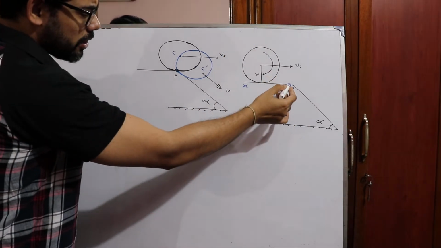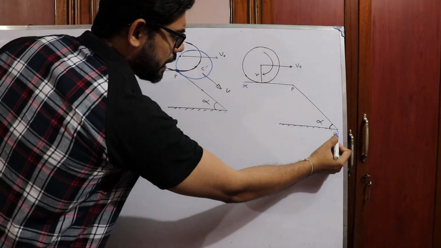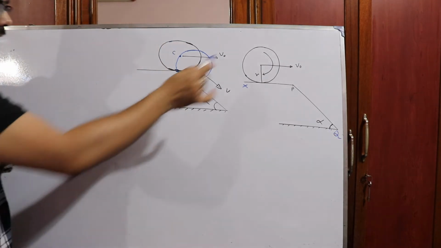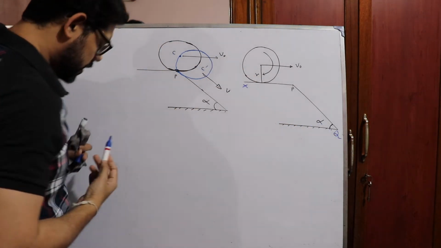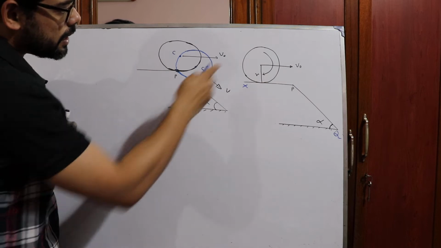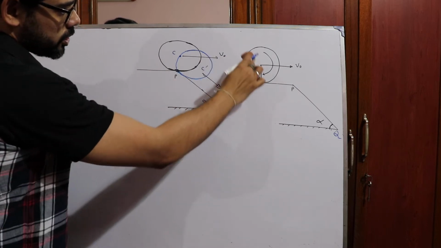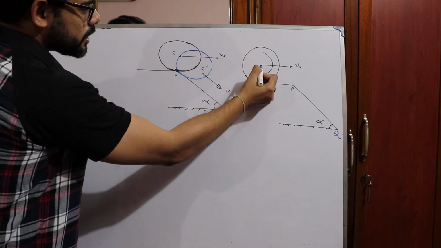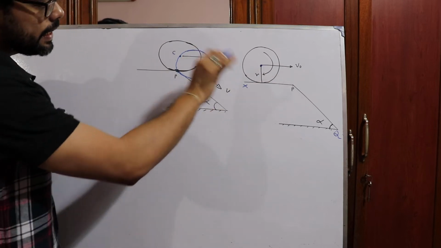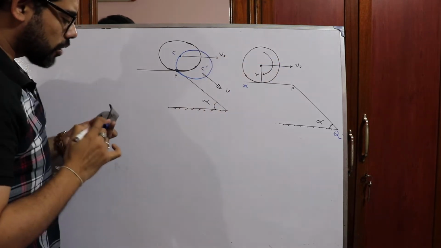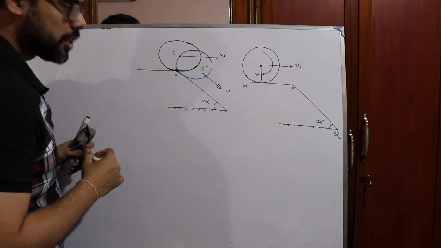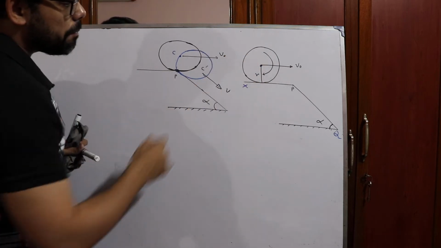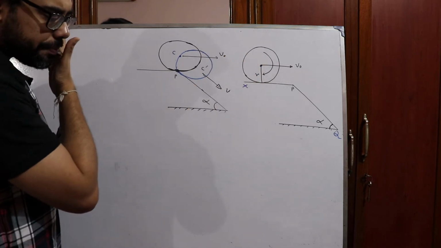And at the end of the horizontal surface you have an inclined plane PQ. PQ is inclined at an angle alpha with the horizontal. This is a solid cylinder. The solid cylinder has a radius R, and initially the center of mass of the solid cylinder has some velocity V0. It is undergoing a pure rolling motion.